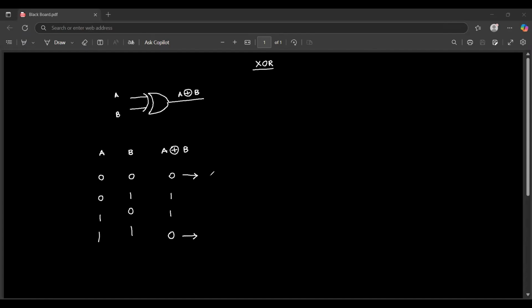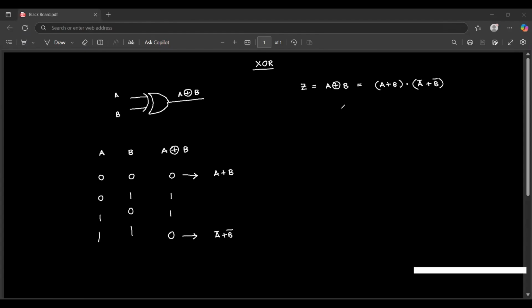Since this is the max term, we know 0 is the term we are looking for. So this can be given as A plus B, and this one is given as A bar plus B bar. Let's say Z is the output we are expecting. Z is given as A XOR B, which can be written down as A plus B into A bar plus B bar. That's it. So this is what we have.